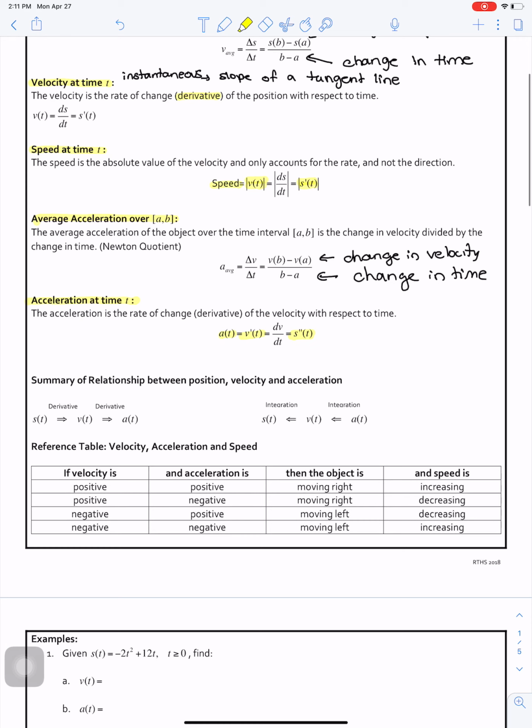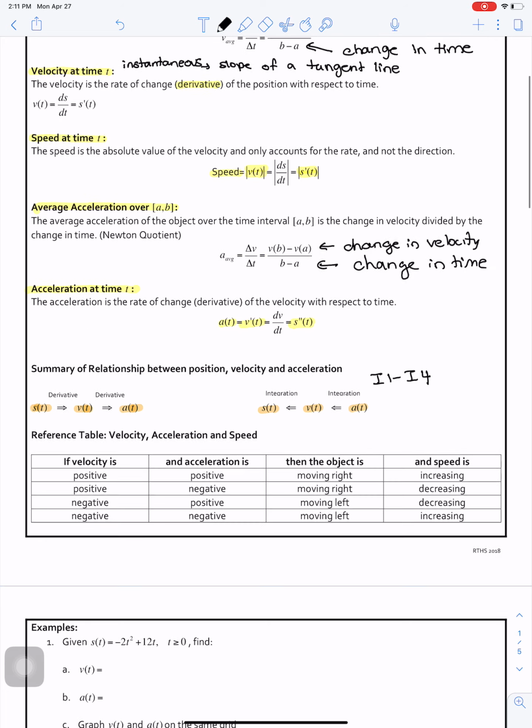So I like this little flow chart to summarize it. If I start with position, I take one derivative and I get to velocity, and I take a derivative of velocity to get to acceleration. Or if I'm looking at position, I can take 2 derivatives to get to acceleration. In terms of integration, I can start with an acceleration function, go back to a velocity and back to a position, but we will learn that in our I units, I1 through I4, where we'll get a handle on how to do that.